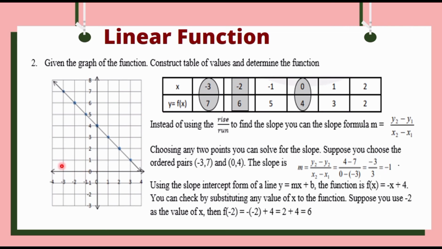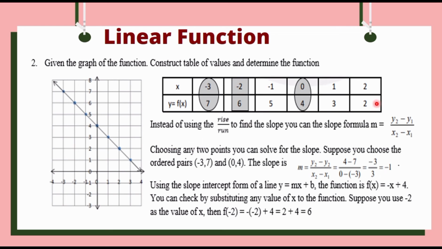Ito yun. Then we have negative 2 and 6. Ito yun. Negative 1 and 5. So that is 0, 4. Okay. We have 1 and 3. Yun. And then 2 and 2. So on and so forth.